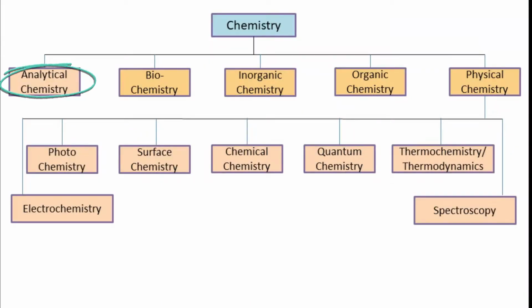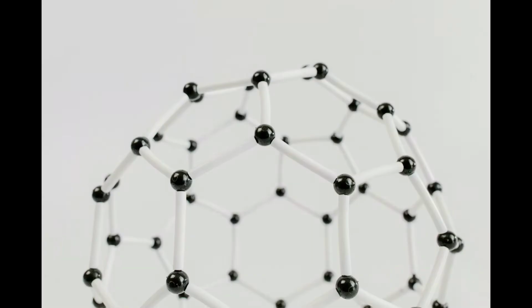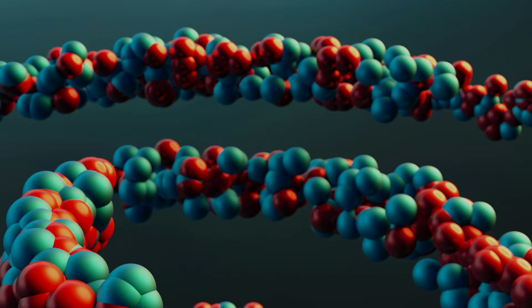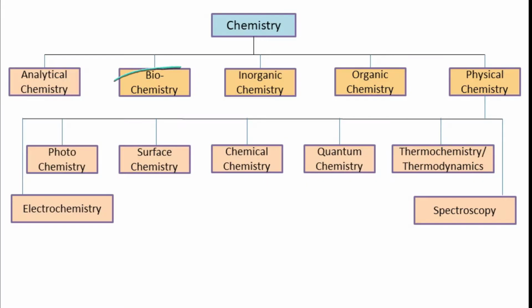Analytical chemistry. It is the science of obtaining, processing, and communicating information about the composition and structure of matter. In other words, it is the art and science of determining what matter is made of, its percentage composition, and how much of it exists.